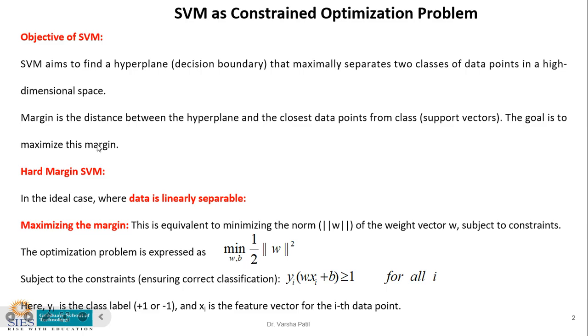The goal is to maximize this margin, hard margin SVM, in the ideal case where data is linearly separable. Now this derivation is for hard margin SVM in which data is linearly separable. Maximizing the margin is equivalent to minimizing the norm of weight vector W subject to a constraint. The optimization problem is expressed as minimize 1/2 squared norm of the vector W, and the constraint is to ensure correct classification, that is every sample should be classified correctly.